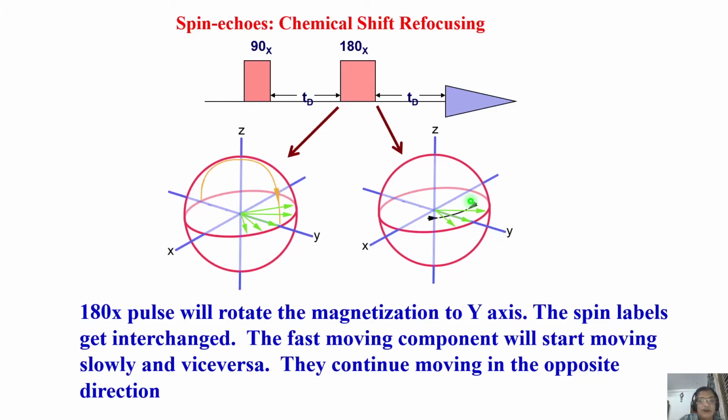180-degree pulse, you understood what happened? So what we did is we simply rotated the magnetization from minus y to plus y axis. We interchange the labels of the spin vectors. So fast and slow moving components just get interchanged. As far as the precession is concerned, the one which is moving like this fast will move slow now. The one which is moving like this slow will move faster.